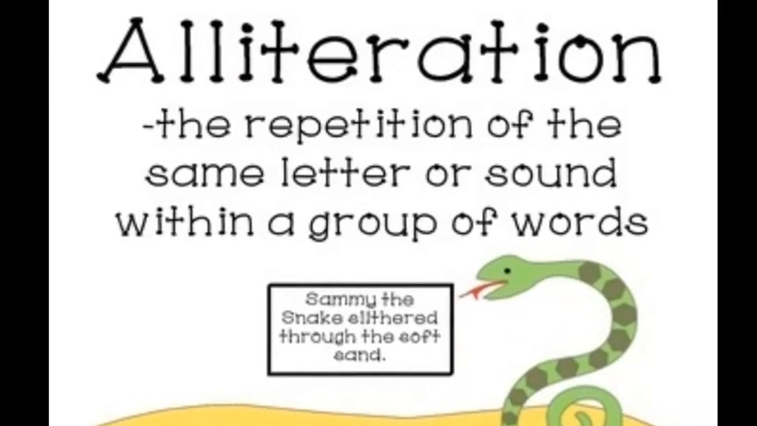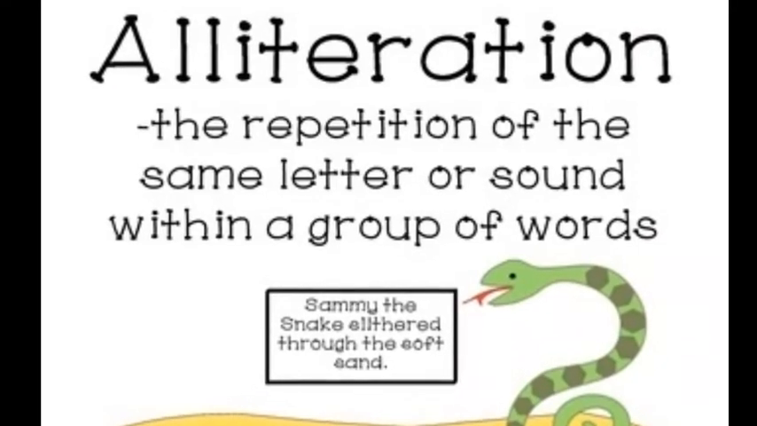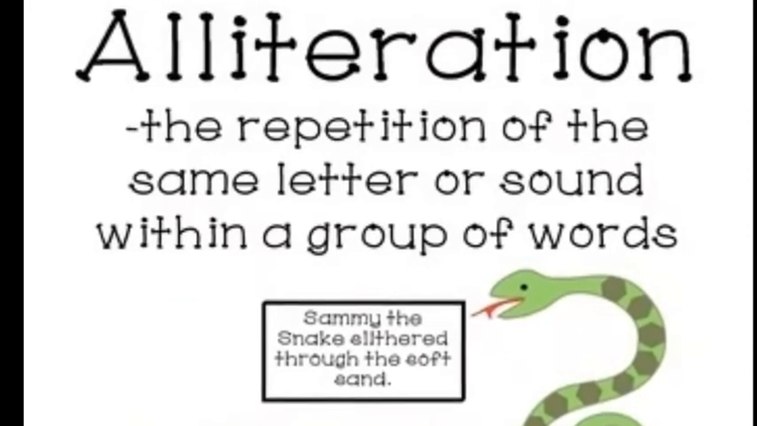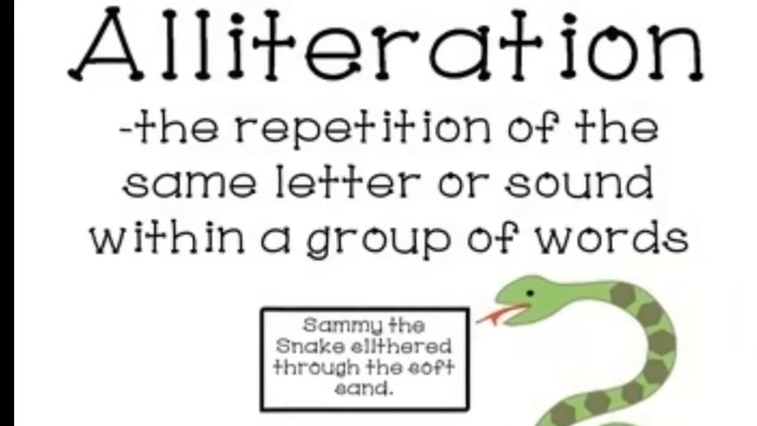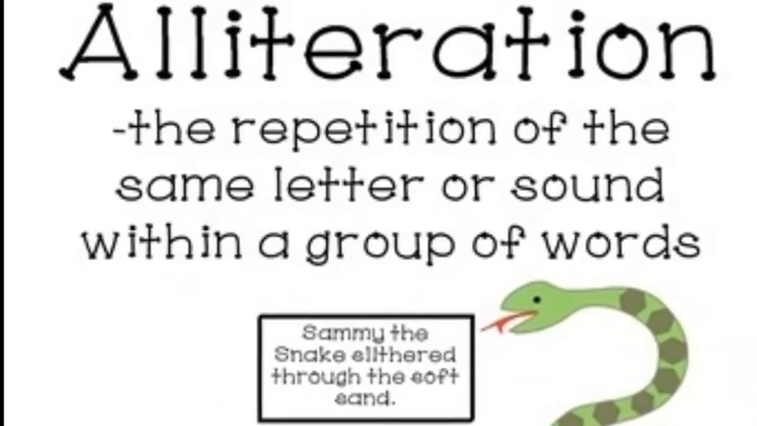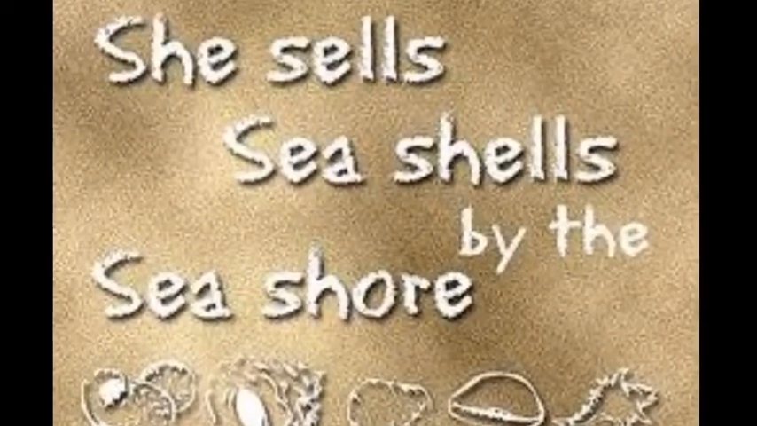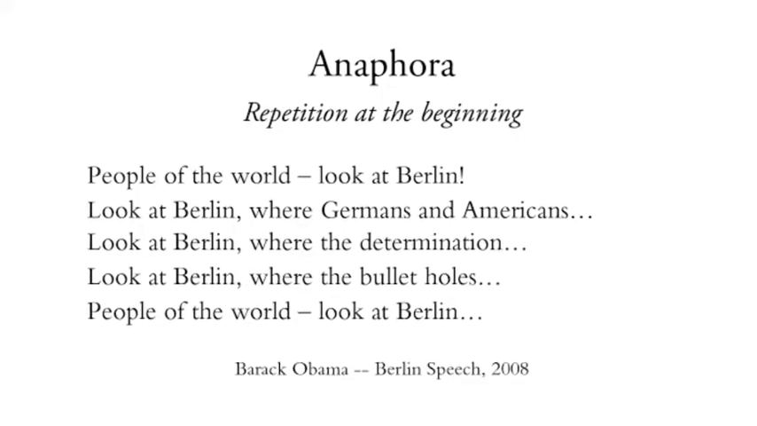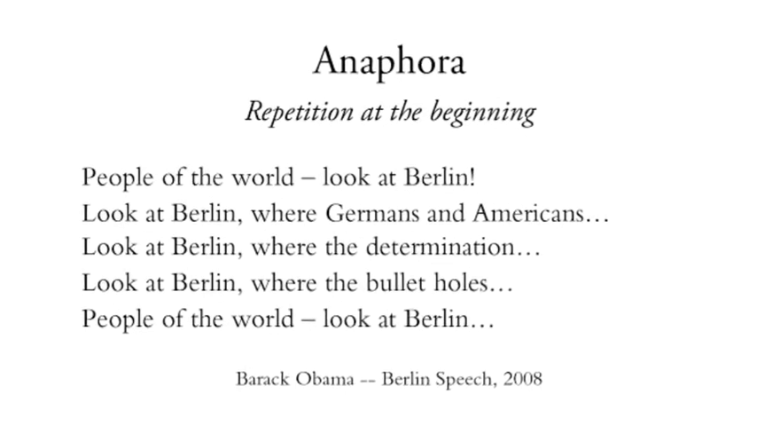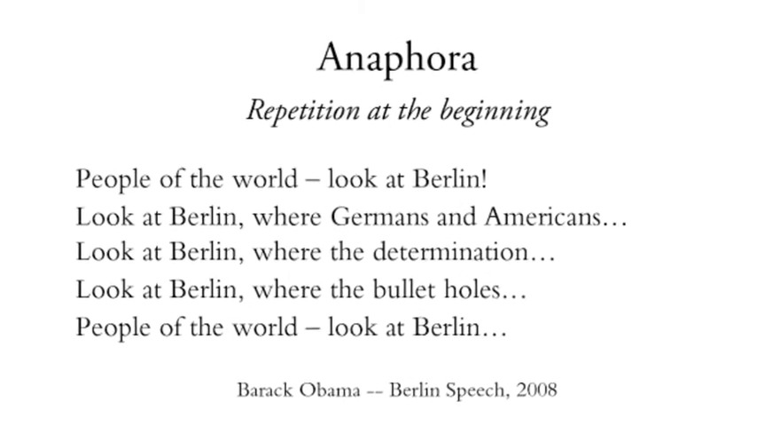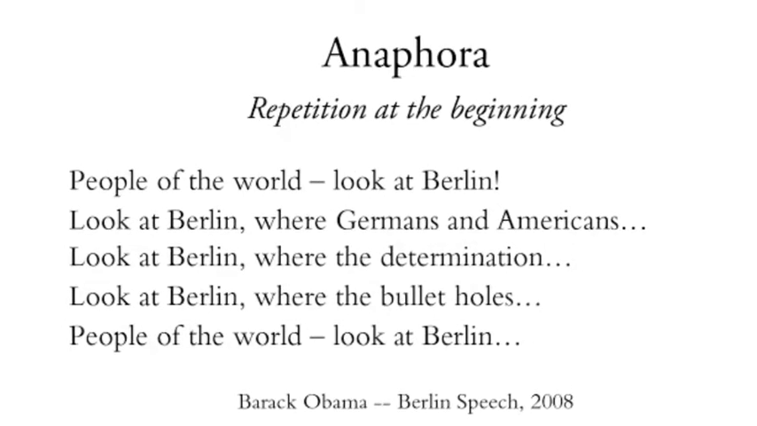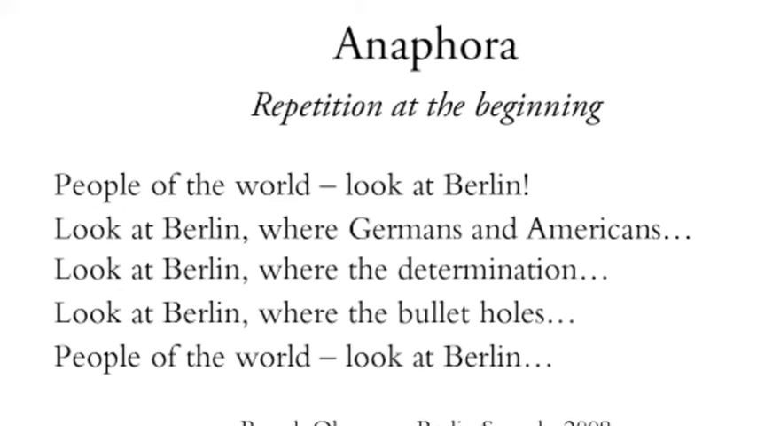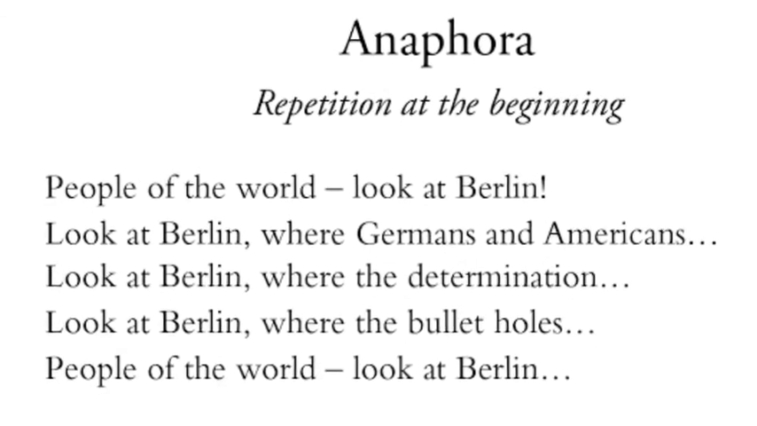1. Alliteration. The repetition of an initial consonant sound. Example, she sells seashells by the seashore. 2. Anaphora, the repetition of the same word or phrase at the beginning of successive clauses or verses. Example, unfortunately, I was in the wrong place at the wrong time on the wrong day.